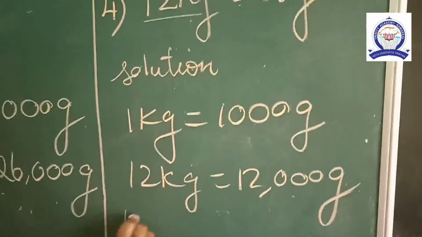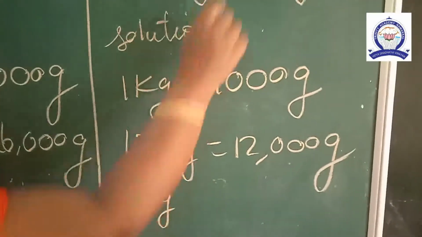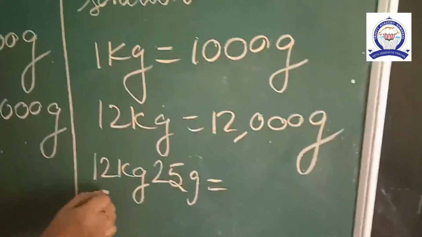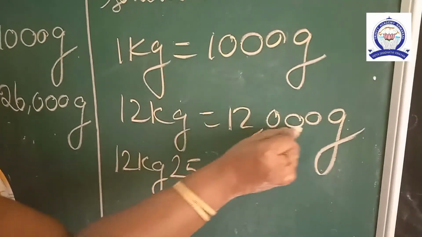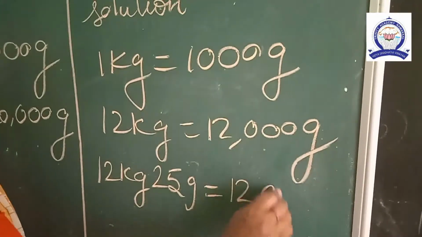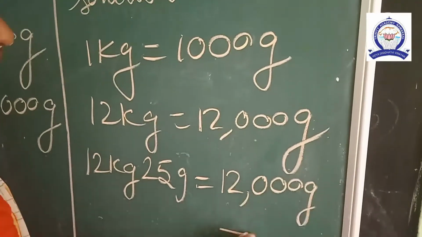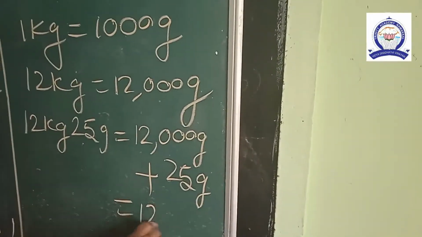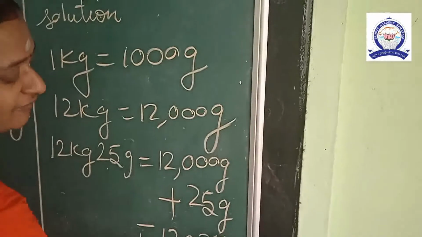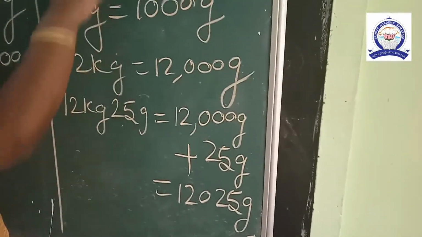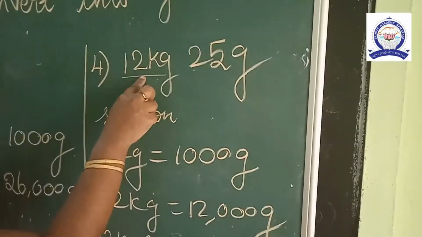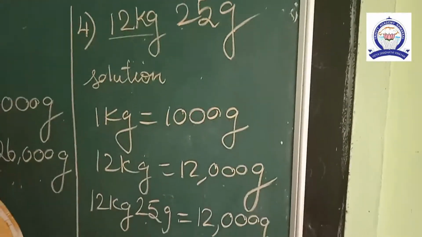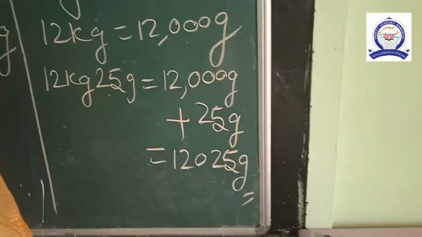So next step, you write the given question. 12 kilogram 25 gram is equal to, you write 12 kilogram is equal to 12,000 gram. So you add 25 gram. That is equal to 12,025 gram is the answer. So 12 kilogram gram எப்படி பண்ணோம், 12,000 gram plus you add 25 gram. So you will get 12,025 gram. Let us see the another sum.